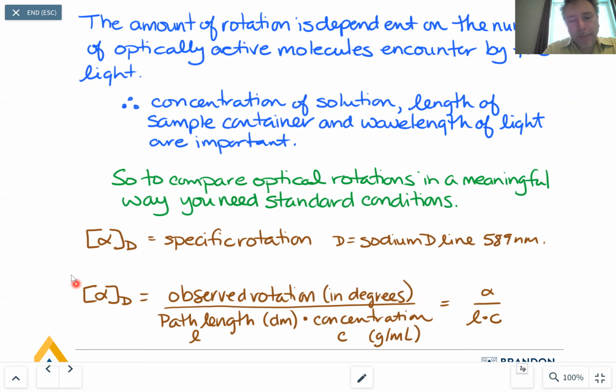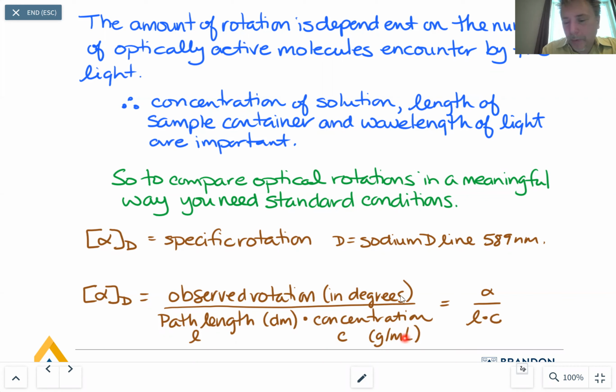In your polarimeter, when you're measuring this, there's going to be an observed rotation in degrees. Then they standardized what the path length would be, which was in decimeters. And then there was a concentration. You'd have to have your concentration in grams per milliliter. This is how your alpha D is calculated. The path length was the same for all of these machines.